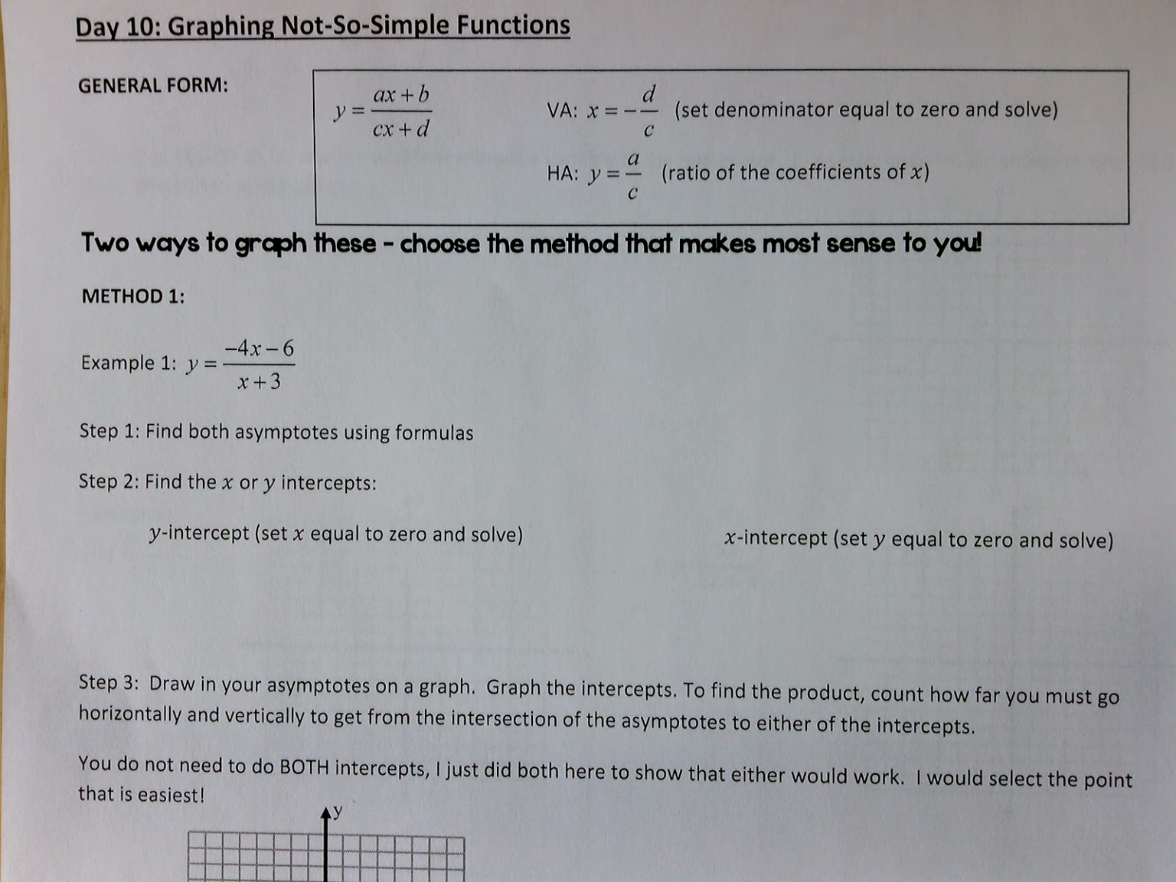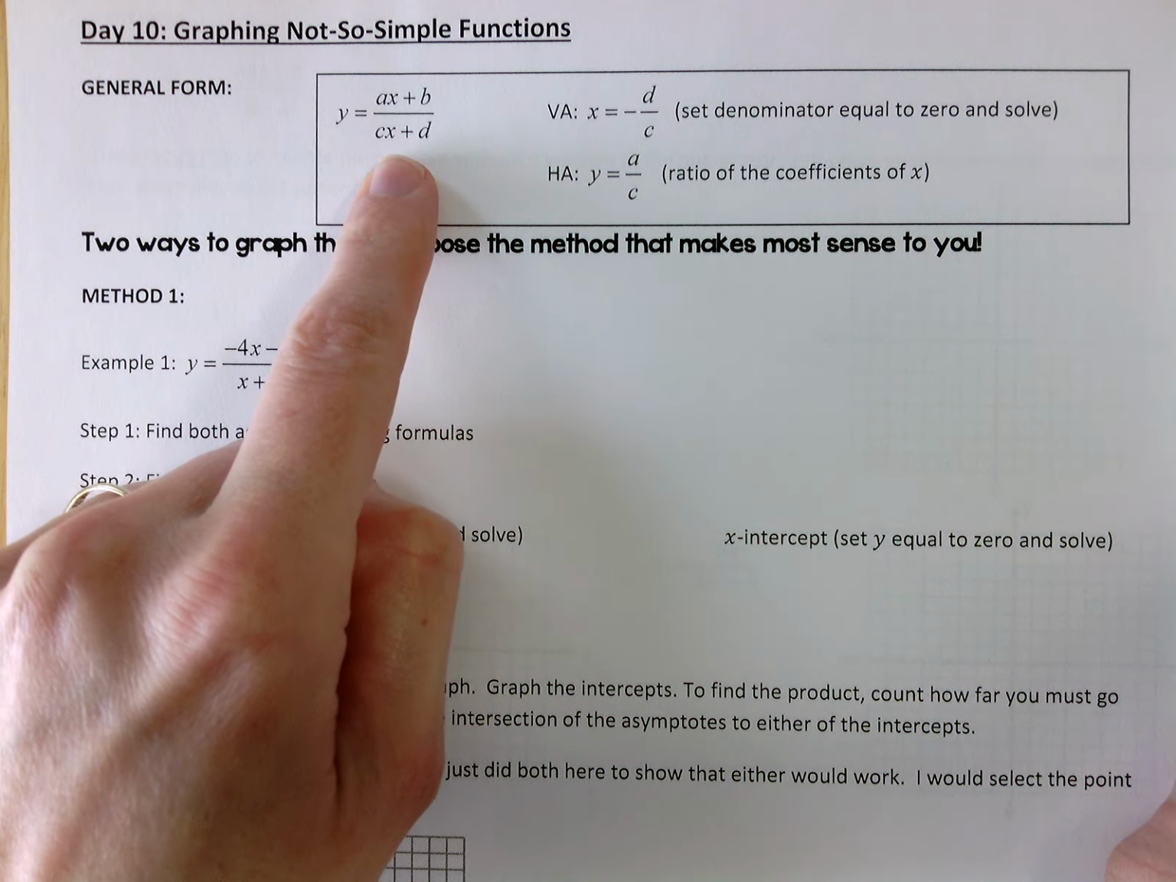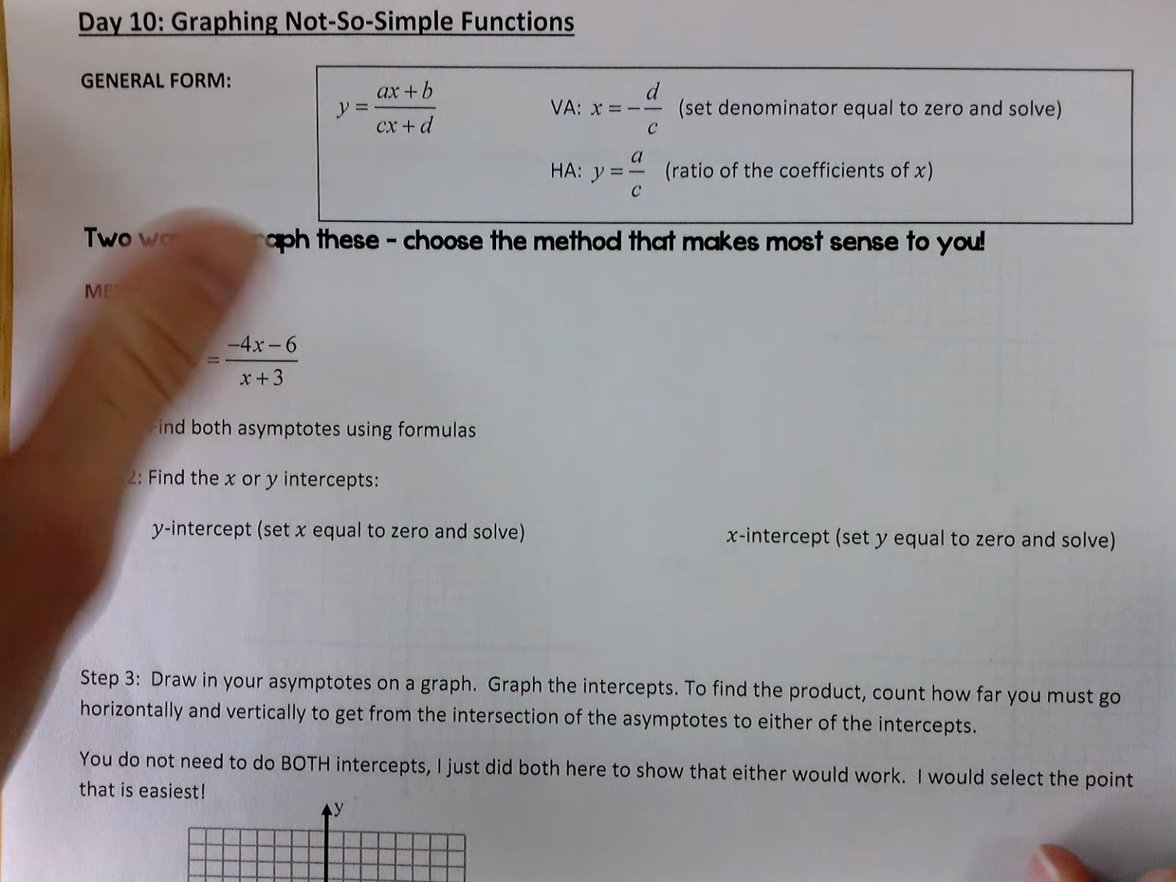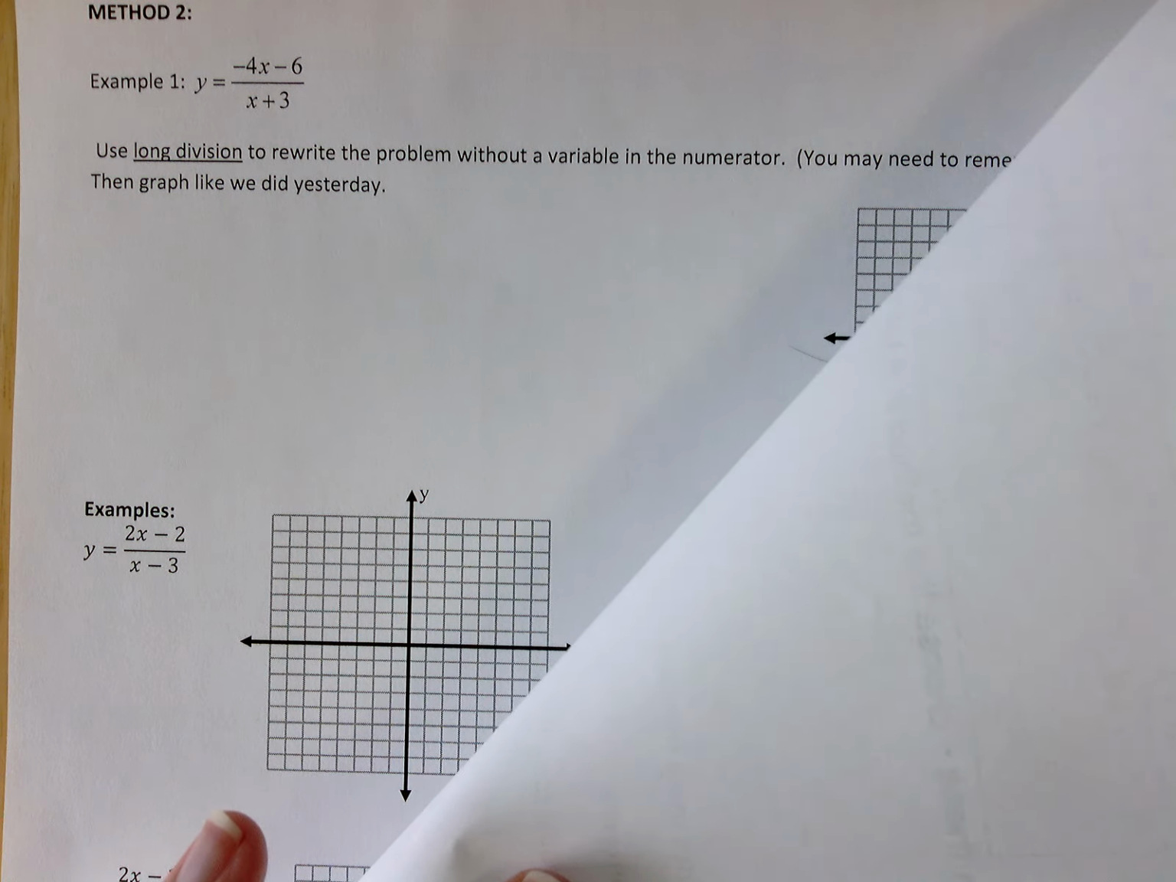All right, so next up we are looking at our kind of type 2, not quite as simple rational functions that we're going to be graphing. Okay, so here's our general form. And we're going to be going through two different methods that you can use to graph these. So method 1 is on this page, and then second page, method 2.